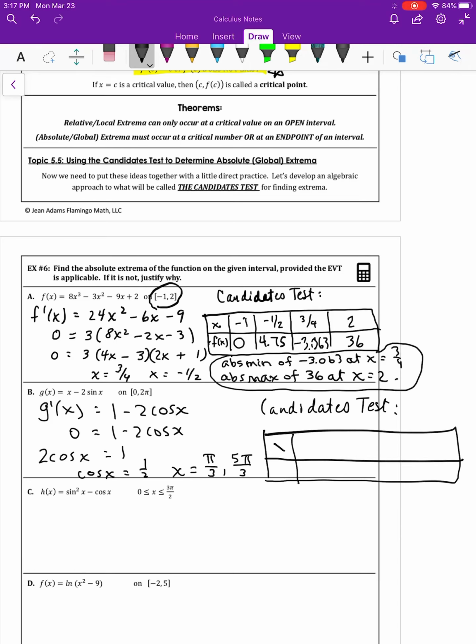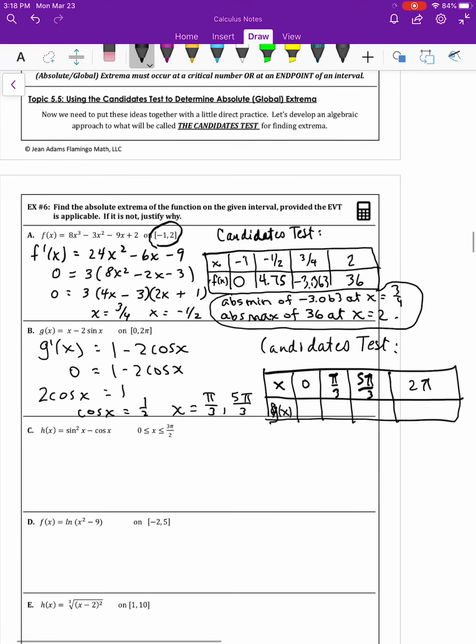And now, candidates test. We're going to draw a rectangle here, and we're going to list x and g of x. Our endpoint is 0. The next one is pi over 3, our critical point. Then we've got 5 pi over 3, and then we have our last endpoint of 2 pi.